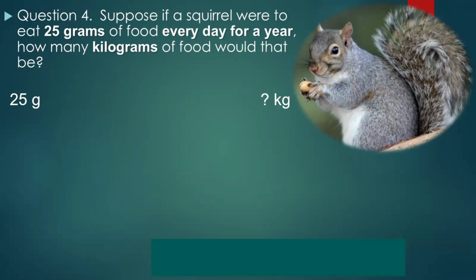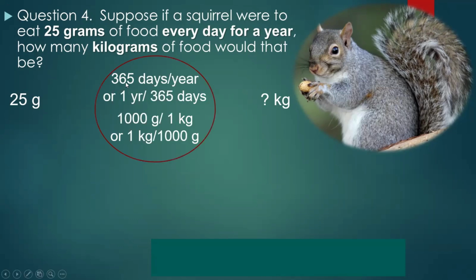So here's a hungry little squirrel. Suppose he were to eat 25 grams of food every day for a year. How many kilograms of food would that be? So we've got 25 grams on the left. We've got kilograms on the right. Now this one's a little bit trickier because we've got this every day for a year amount in the middle. So we need to brainstorm some things about grams to kilograms and days in a year.